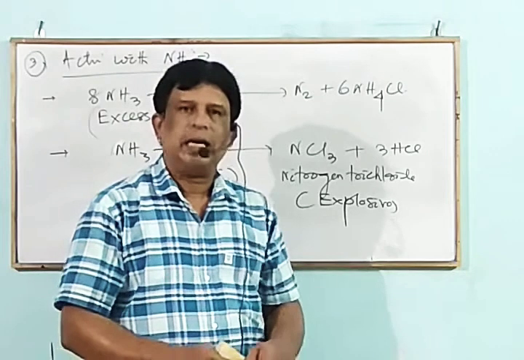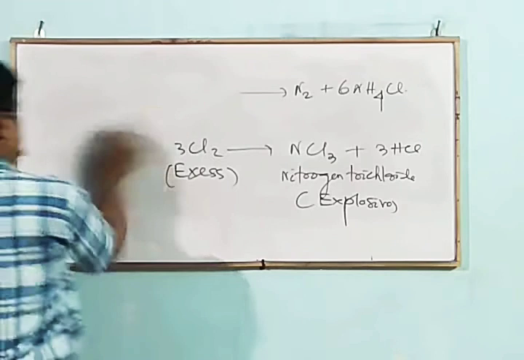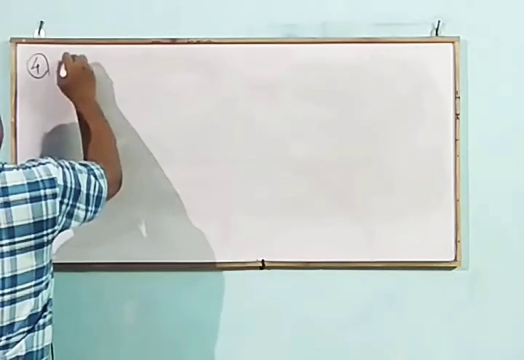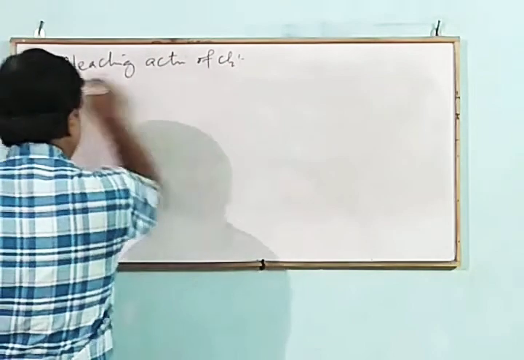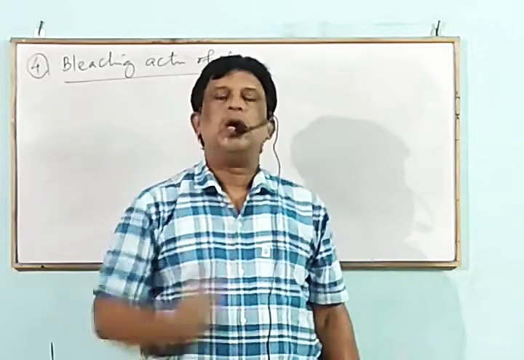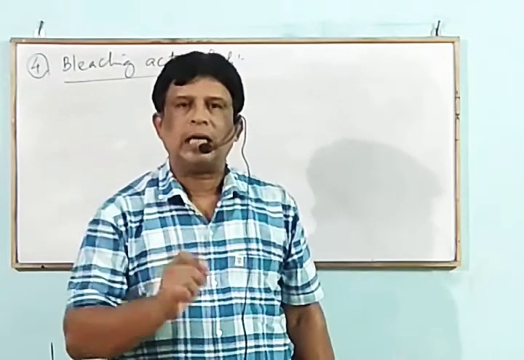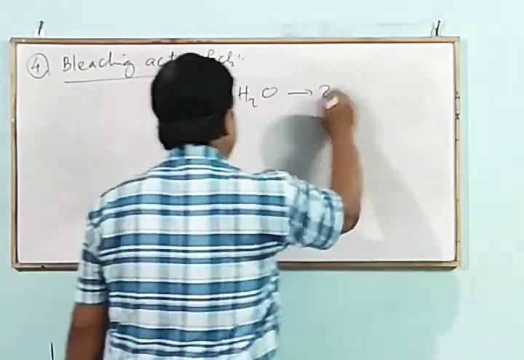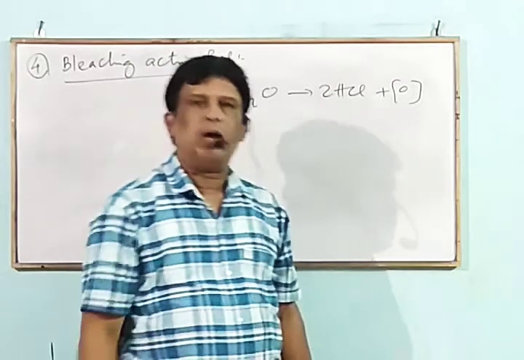Next chemical property, that is the bleaching property of chlorine. Mark that. In presence of moisture, when chlorine combines with moisture, it liberates nascent oxygen, which plays an important role as a bleaching agent. Chlorine plus water give rise to HCl plus nascent oxygen. This nascent oxygen plays an important role in the bleaching action.